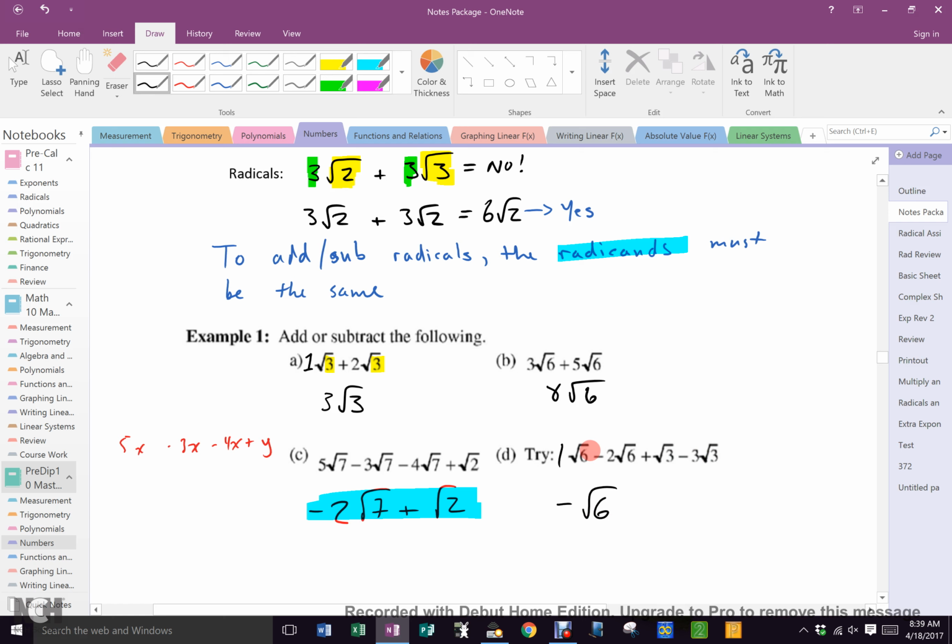Now, can we do anything here with the 6's? No. Why? Because it's not the same radicand. But can I do anything here with the 3's? What would I do? You would subtract. How many root 3's do I have here? I have 1. How many am I removing? 3, for a total of negative 2 root 3. Because the radicand doesn't change, just like the x doesn't change when we are adding and subtracting. Is everybody Gouda?